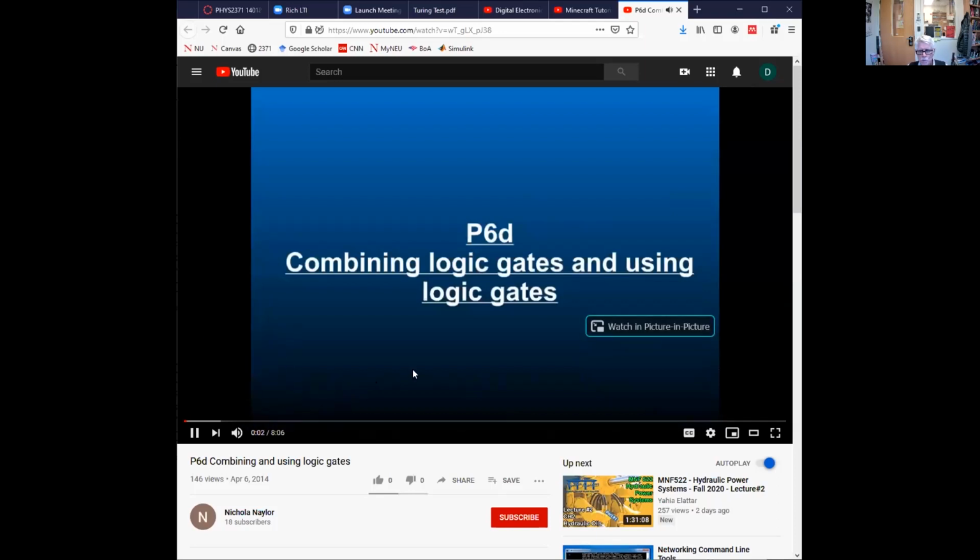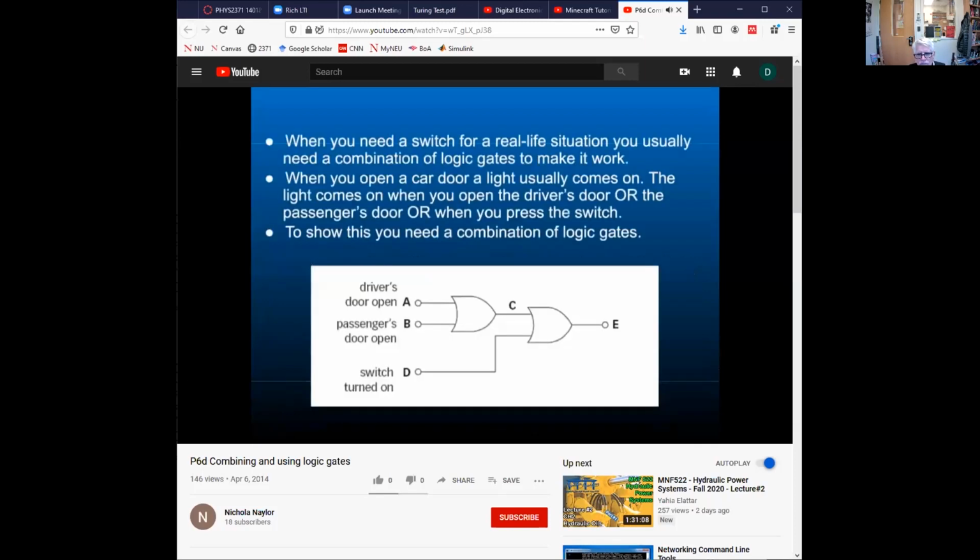This is a revision video for P6C, combined logic gates and using logic gates. You might have to turn it up. When you need a switch to a real-life situation, you usually need a combination of logic gates. One example is when you open a car door.